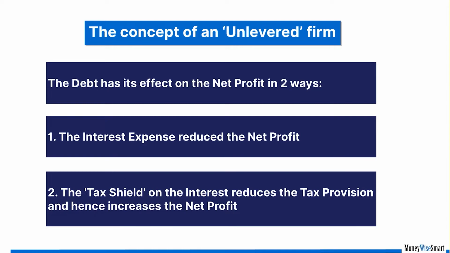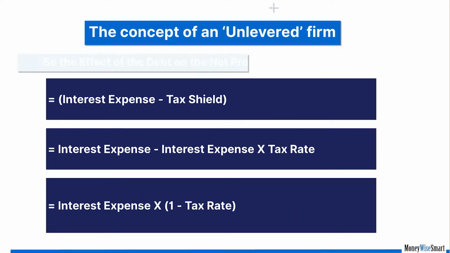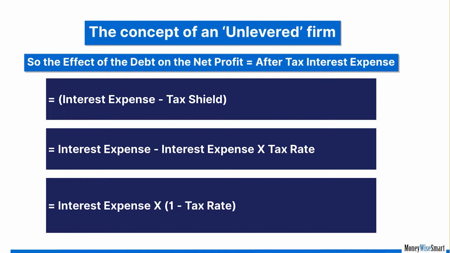So we need to also take into consideration that reduction of tax, or what is also called the tax shield, due to the interest expense. To consider what the after-tax interest expense was, we need to adjust for this tax shield. So we take the total interest expense and subtract the tax shield from it. And as we have seen earlier, the tax shield is the interest multiplied by the tax rate. So the after-tax interest expense becomes (1 minus tax rate) multiplied by interest expense.